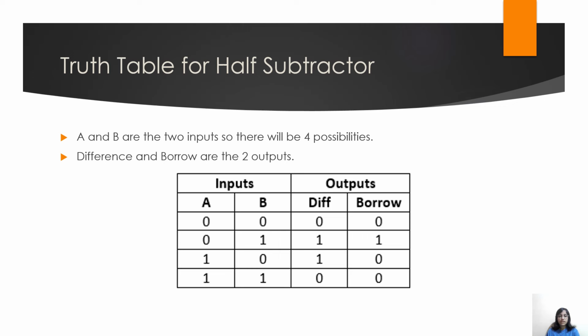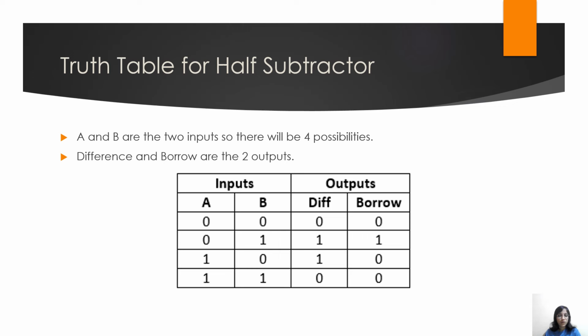Since there are two inputs A and B, there will be four possibilities, that is 0 0, 0 1, 1 0 and 1 1. So the outputs will be difference and borrow. When we give the input for A as 0 and B as 0, the difference will be 0 as well as borrow, because 0 minus 0 is 0. When we give the input A as 0 and B as 1, the difference will be 1 and borrow will be 1, because 0 minus 1 is 1 and there would be a borrow.